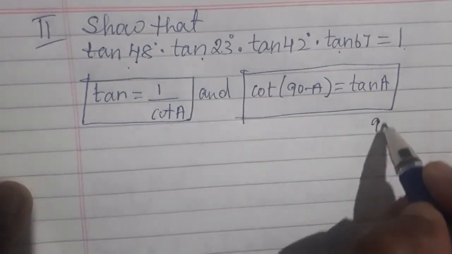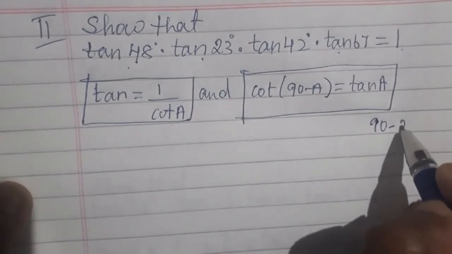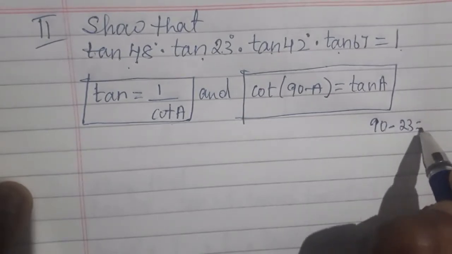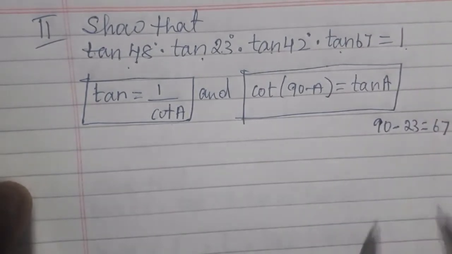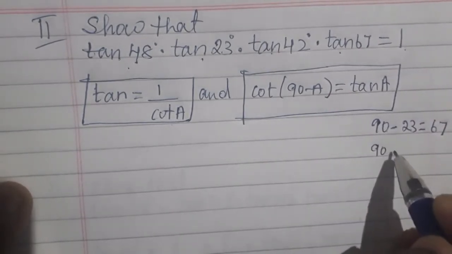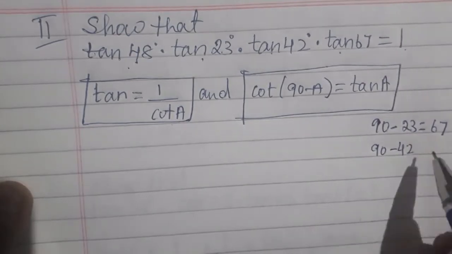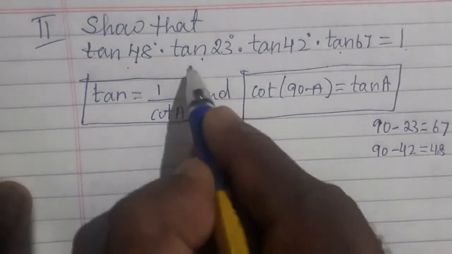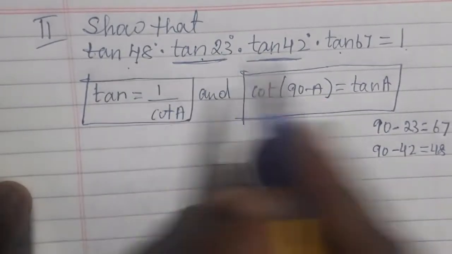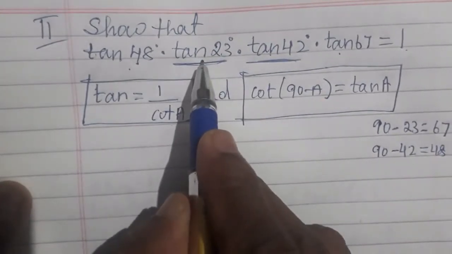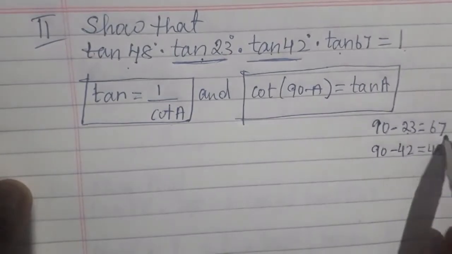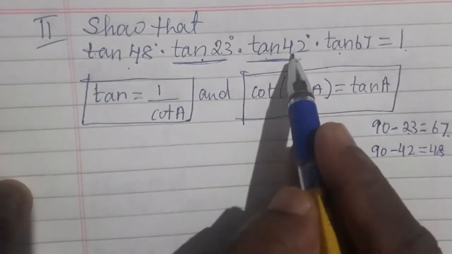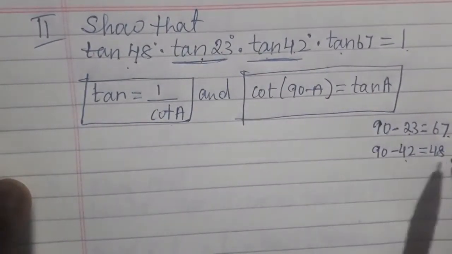Now you can notice 90 minus 23 is equal to 67, and 90 minus 42 is equal to 48. I am selecting these two. If you want, you can select the first and last also. Tan 23 I am selecting, 90 minus 23 is 67. Tan 42 I am selecting, 90 minus 42 is 48.